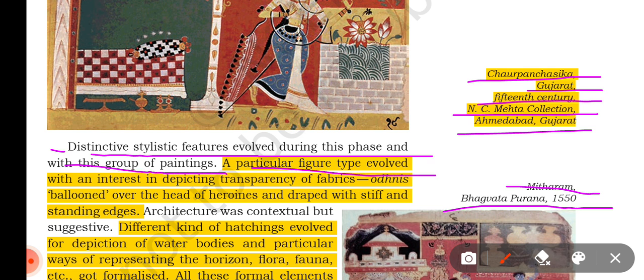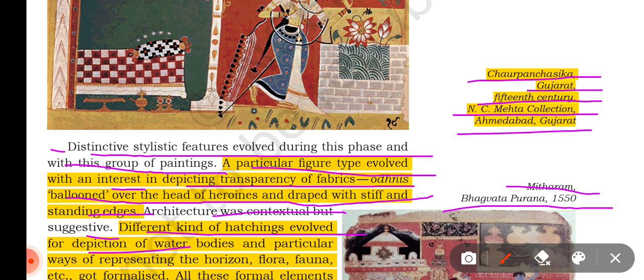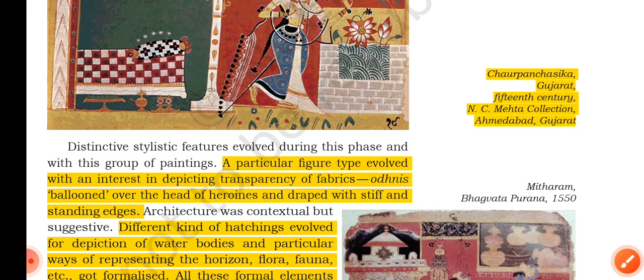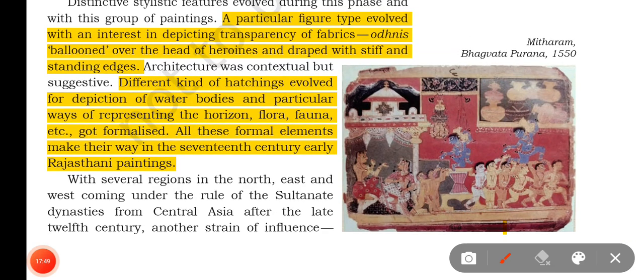A particular figure type evolved with an interest in depiction of transparent fabrics, with odhnis ballooned over the heads of heroines and wrapped with stiff and standing edges. Architecture was contextual but suggestive. Different kinds of hatching evolved for depiction of water bodies, and a particular way of representing the horizon, flora, fauna, etc. got formalized. All these formal elements made their way into early Rajasthani painting.